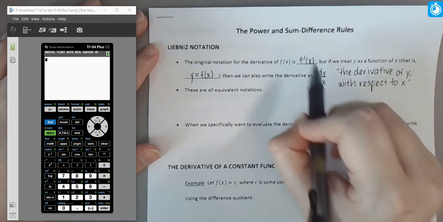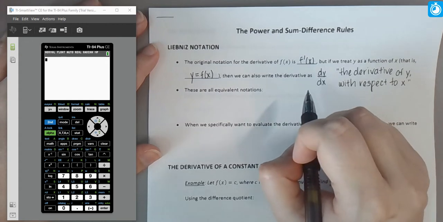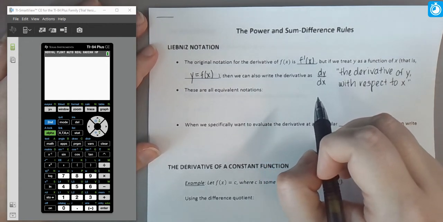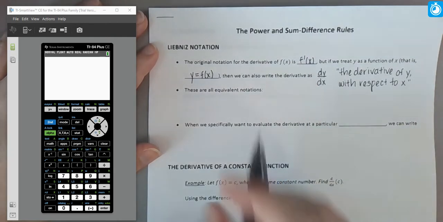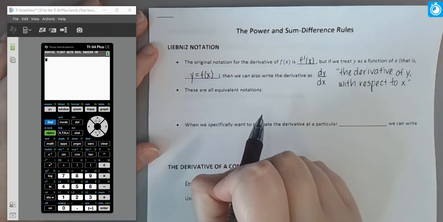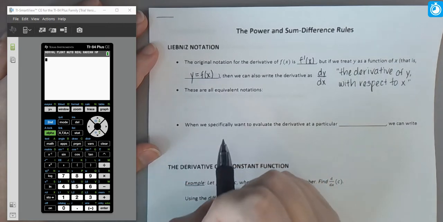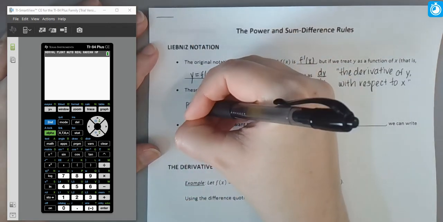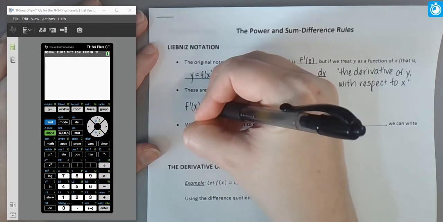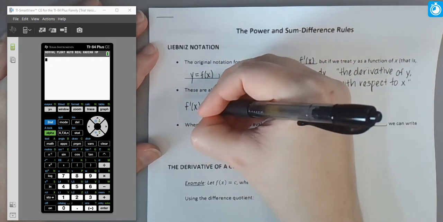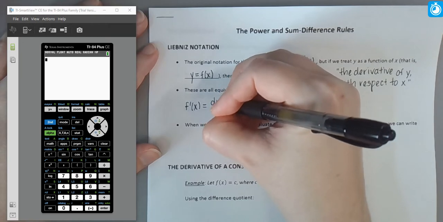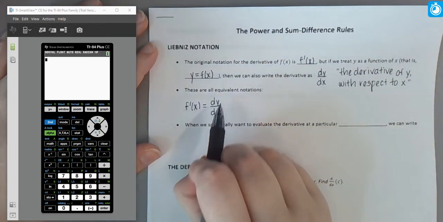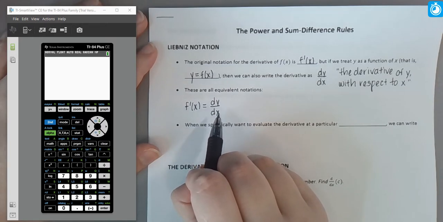Based on combining these two notations, using these notations in different ways, there are a variety of ways to write the same thing just using different notations. So all of the following would be considered equivalent notations, telling you to do the same thing, telling you you're looking for the same thing. So our prime notation, f prime of x, could also be written, as we've just seen, dy dx. Again, we read that as the derivative of y with respect to x.